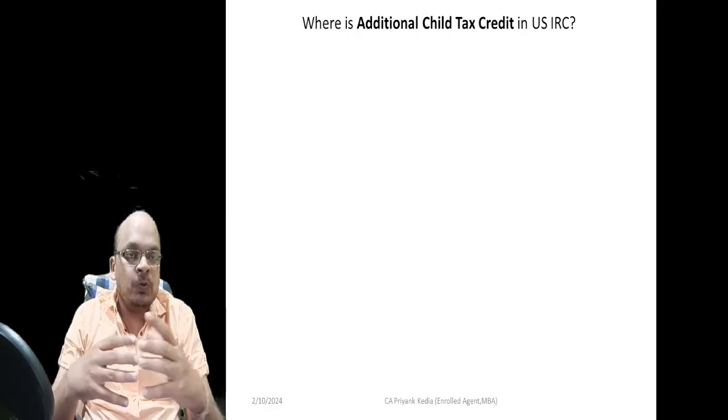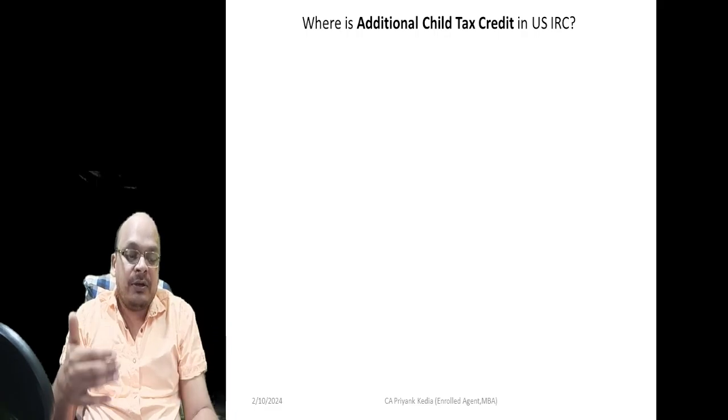That's it. Now, our first question is, let's try to understand the idea behind additional child tax credit first, because this is a common mistake people do, that they think that child tax credit and additional child tax credit are two different statutory provisions. That is, the IRS, the Internal Revenue Code, actually have two different sections or two different provisions for both these credits.